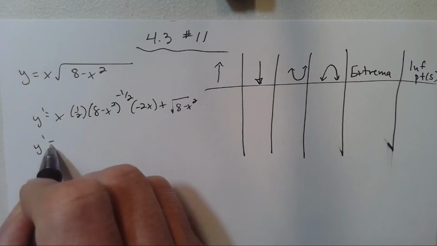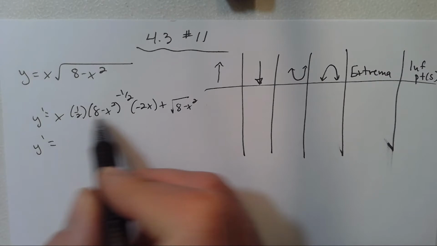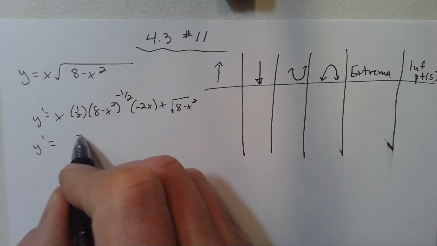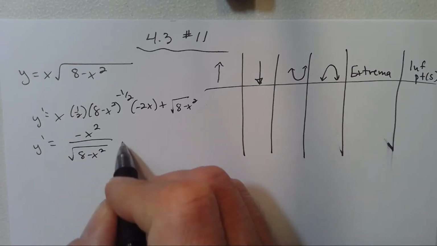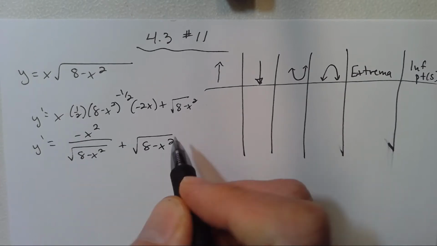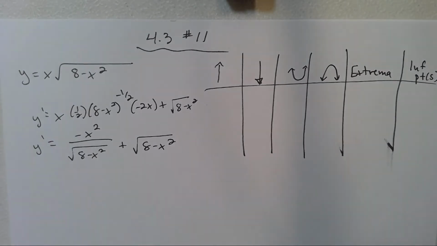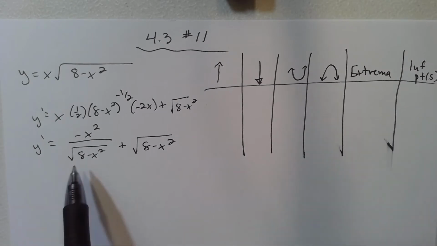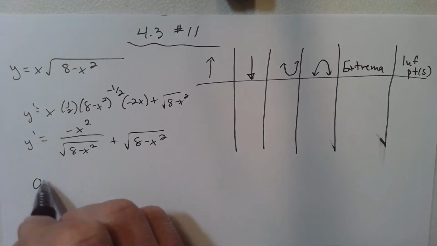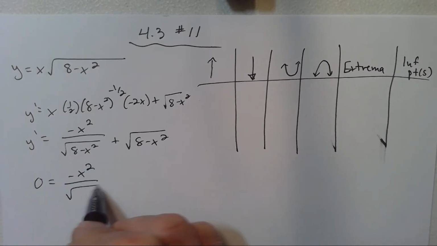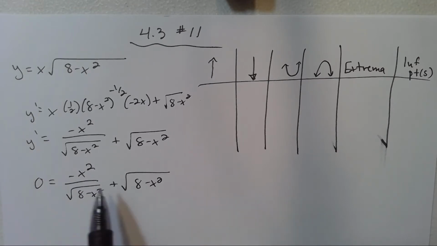So y prime equals 1/2 times negative 2. So 1/2 and 2 disappear. I have an x. So I have negative x squared over square root of 8 minus x squared plus the square root of 8 minus x squared. Maybe I'll just find the point where we have horizontal tangent, or potential extrema, by setting it equal to 0. We could combine these into one term if we wanted to. I'm just going to leave it separate right now and solve it.